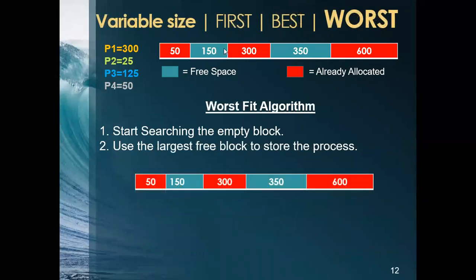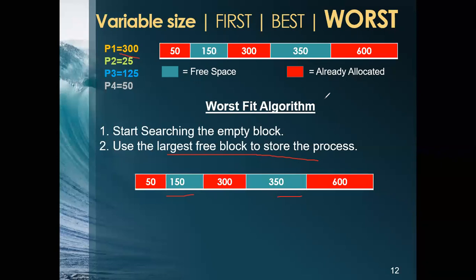This is basically the opposite of best fit. In best fit, we try to find the smallest block and make sure that everything goes in efficiently. But in worst fit, we first look for the empty blocks: 150, 350. We have to store 300, so we look for the largest free block to store the process. Out of 150 and 350, this is the largest, so we will store P1 here.